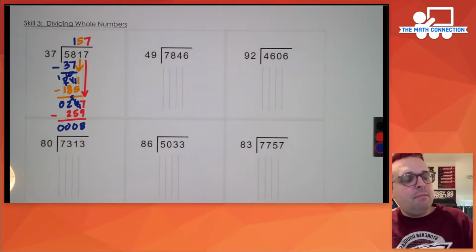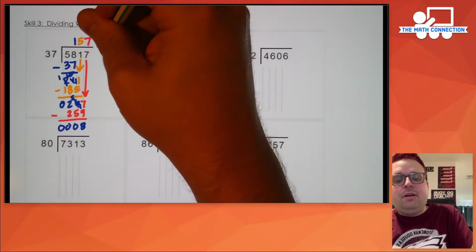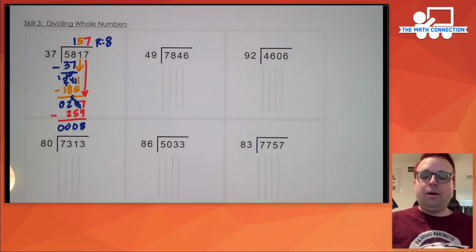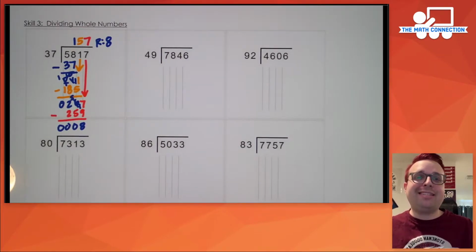Okay. My final result is going to be 157 with a remainder of 8, okay? So 37 goes into 5,817, 157 times with 8 left over. Okay, so let's go ahead and move on to the next problem.